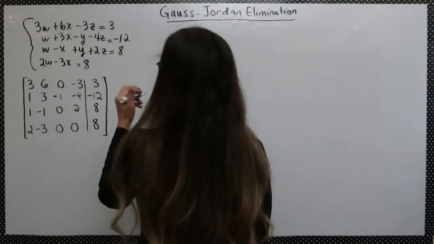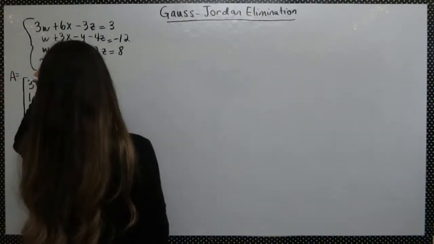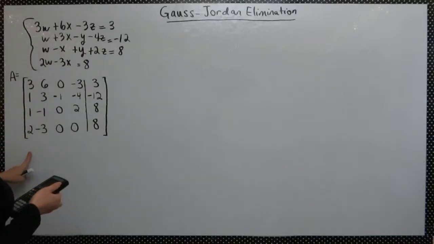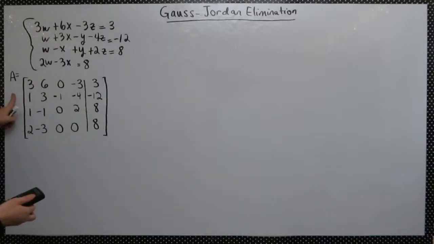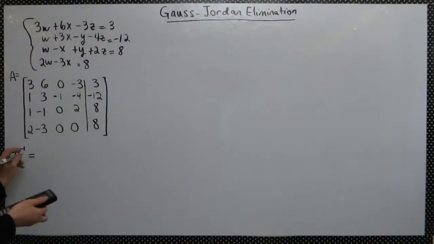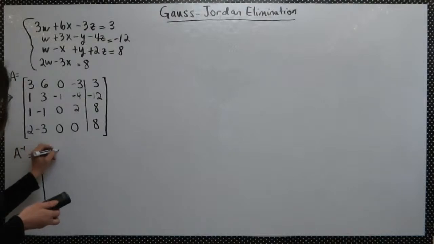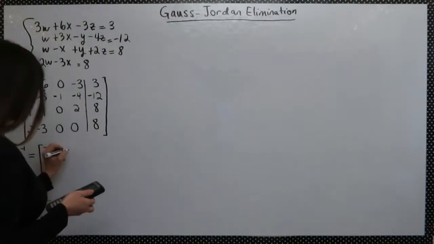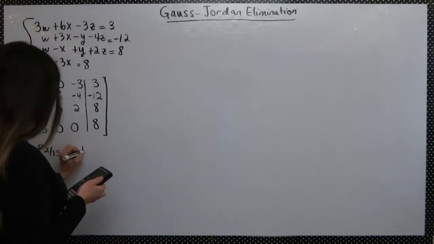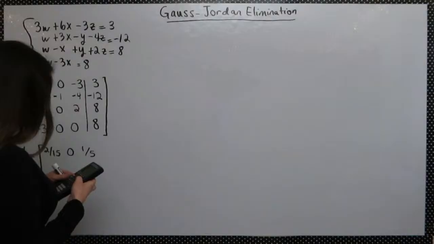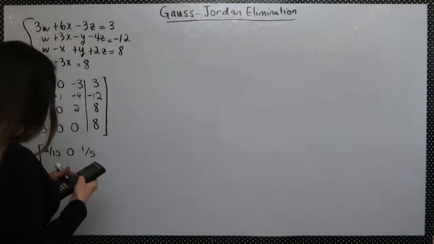And so if we said this was A, and you name a matrix with a capital letter, and that's typically matrix A. So A inverse is going to be saying 2 over 15, 0, 1/5, and 1/5.